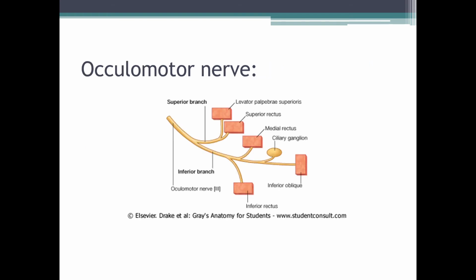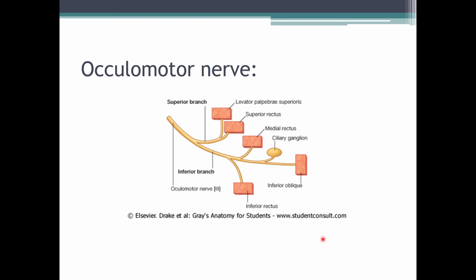Now coming towards the nerves of the orbit. We are going to discuss the oculomotor nerve, the abducens nerve, and the trochlear nerve. The oculomotor nerve supplies most of the muscles of the eyeball except the lateral rectus, which is supplied by the abducens nerve, and the superior oblique, which is supplied by the fourth cranial nerve.